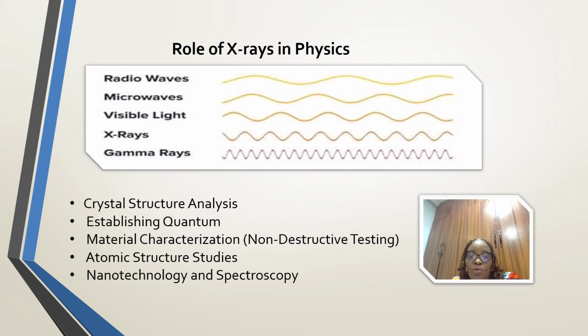Nanotechnology and spectroscopy. Techniques like extended X-ray absorption fine structure map the short-range ordering of atoms in amorphous solids. Researchers use high-intensity synchrotron sources to examine the atomic behavior of electronic and superhard materials.